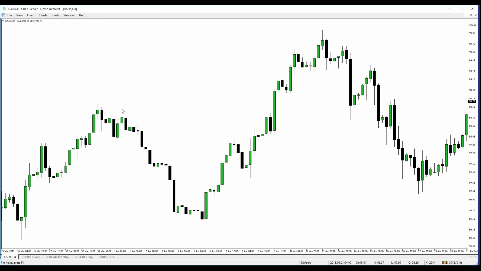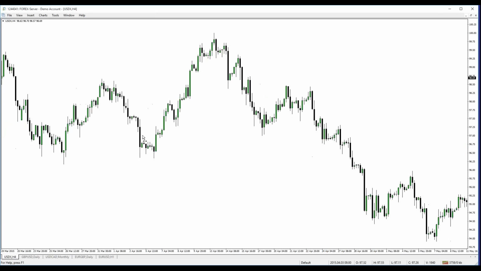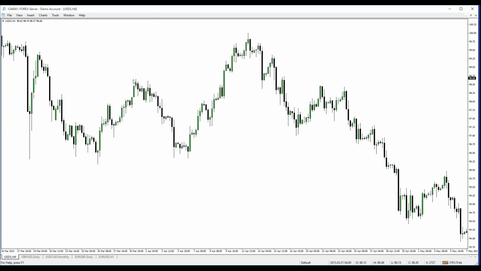We have an old high back here. Okay, and let's go out a little bit one more time. We have an old high here. And I want you to think about, as price was trading in here, price made this high and sold off, and then resumed going higher.